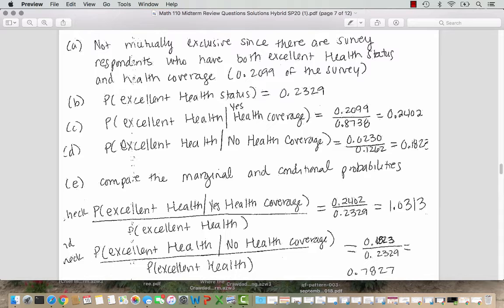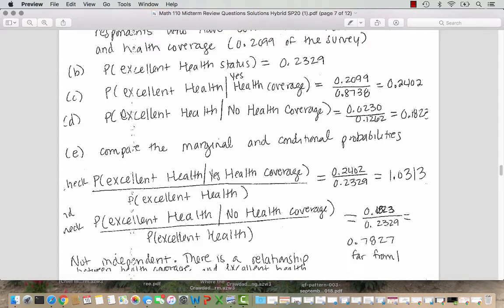But then I also need to check the probability that somebody has excellent health given that they do not have health coverage and divide that by the marginal probability. When we do that, we see that there is an association because this is not close to 1. When we divide 0.1823 by 0.2329, that conditional probability divided by the marginal probability, we get 0.7827. So it's far from 1. It's not in the 0.95 to 1.05 range.